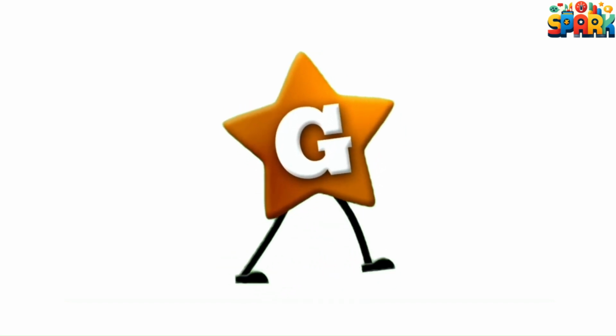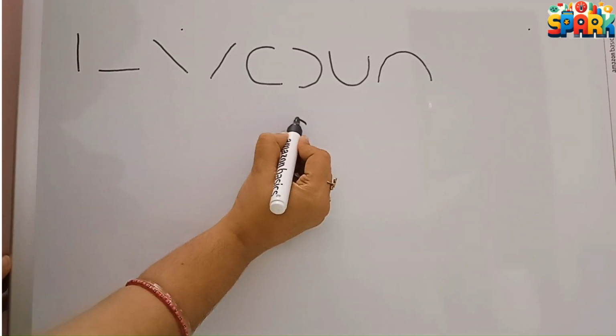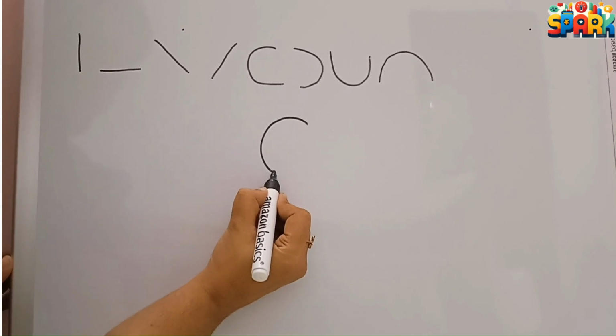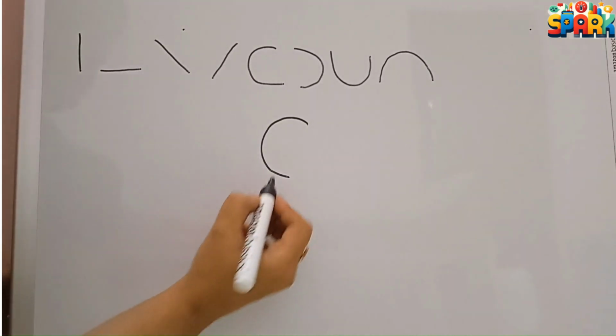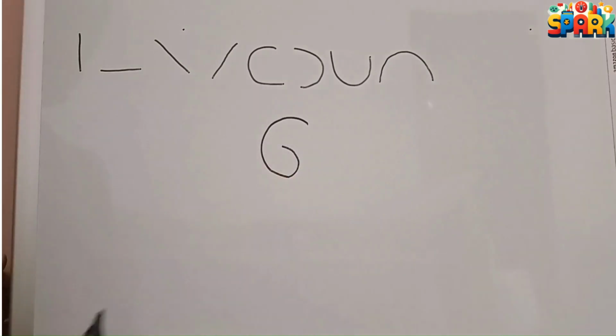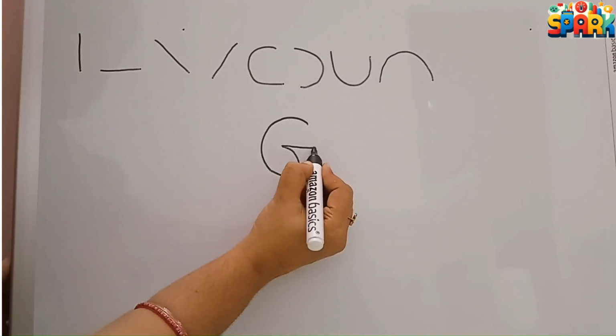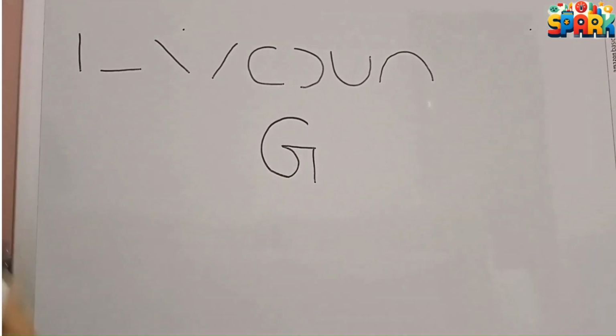Now it's time for G. This is the letter G. Now let's trace it. First let's draw a left-sided curve like this. Then again a small curve like this. And then starting from there, draw a small sleeping line and finally a standing line.